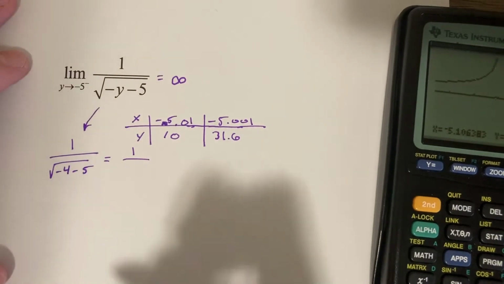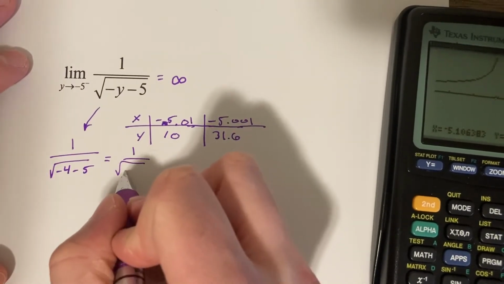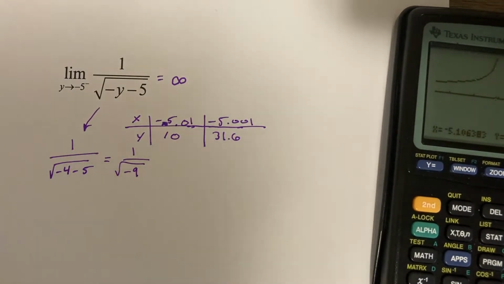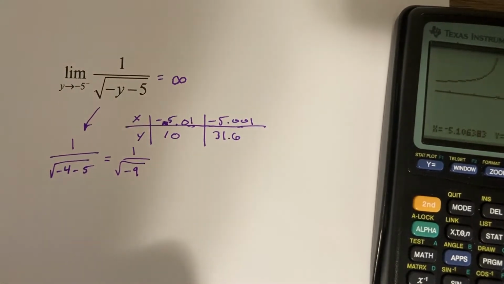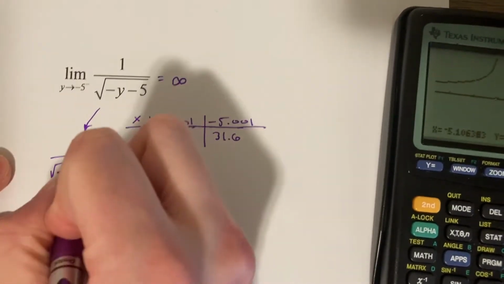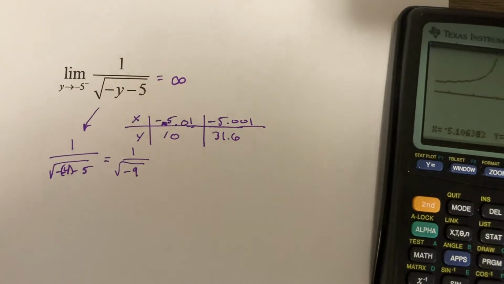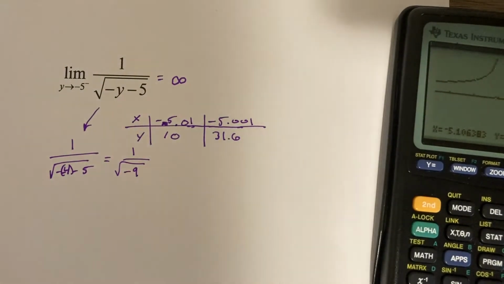What I'm going to end up with is the square root of negative 9. And I can't take the square root. No, wait, is that right? Yes. Oh, I see. I missed a negative. Man, every one of these videos just guarantees I'm going to miss a negative somewhere, or a positive.